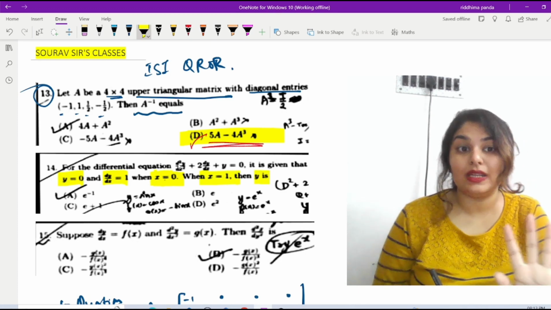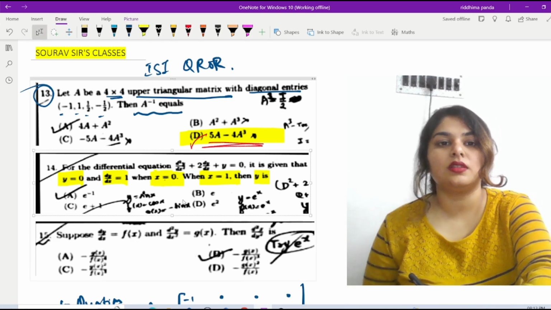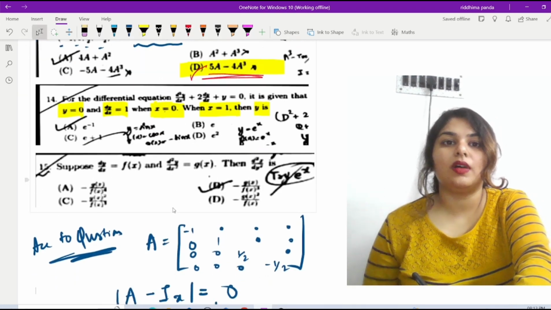Interesting question. So let us first write down the differential equation that is given. That is d2y by dx square plus 2 dy by dx plus y.